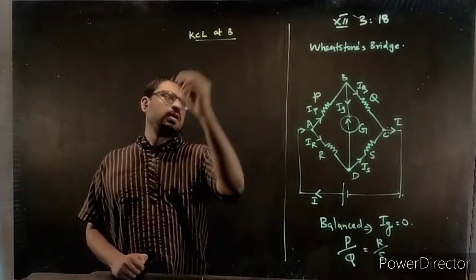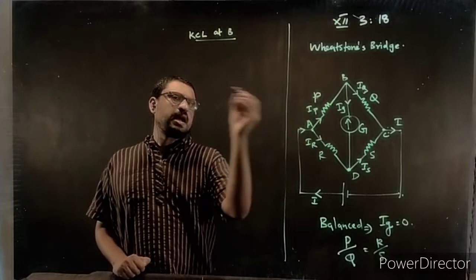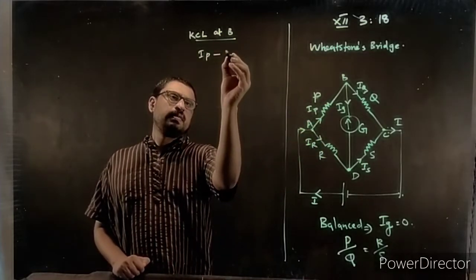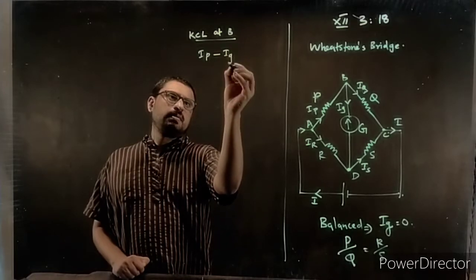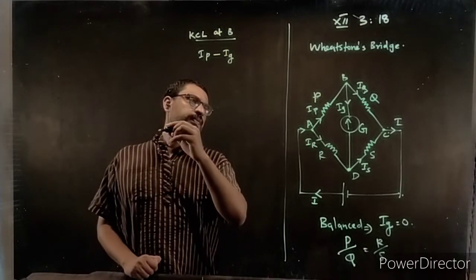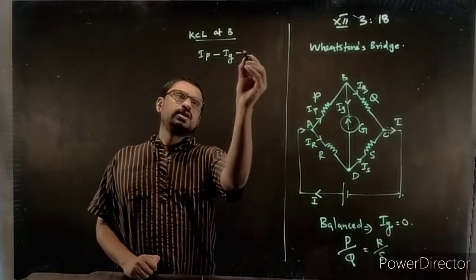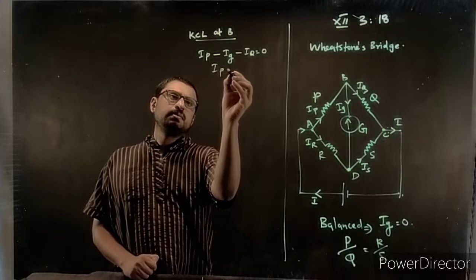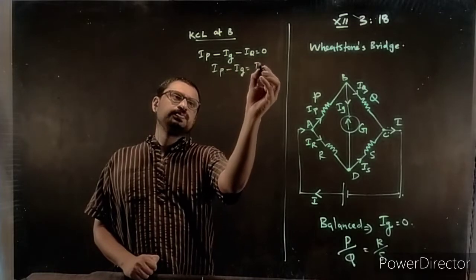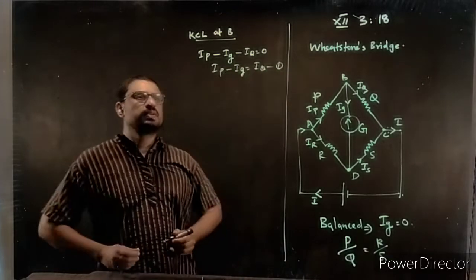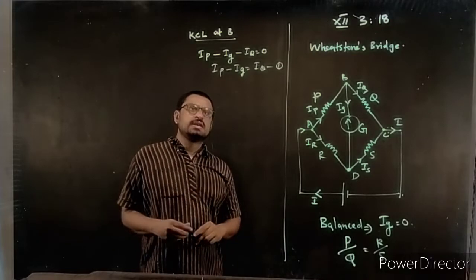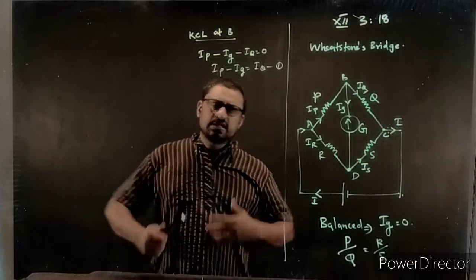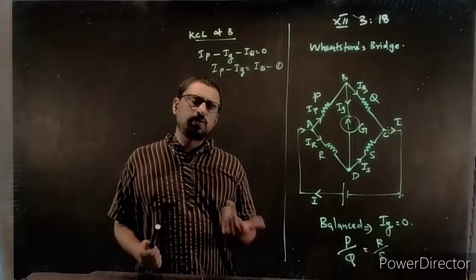KCL at B. At B, the entering currents are IP and the leaving currents are IG and IQ. So IP minus IG minus IQ equal to 0, or IP minus IG is equal to IQ. This is equation 1. The sum of the current entering the junction is equal to the sum of the current leaving the junction, or the algebraic sum of current at a junction is 0 with proper sign, right?